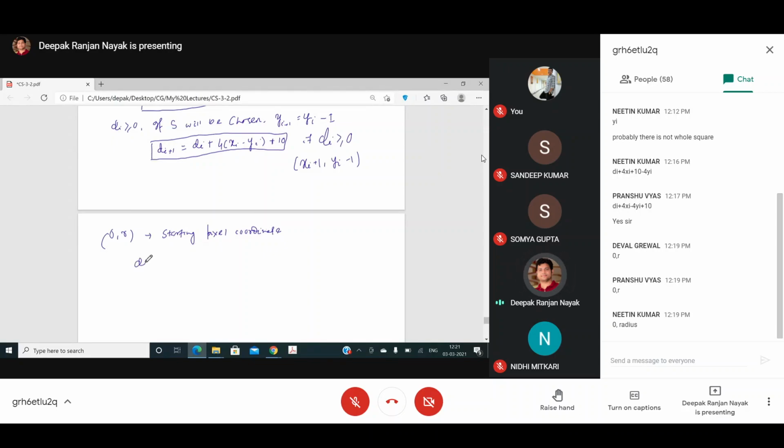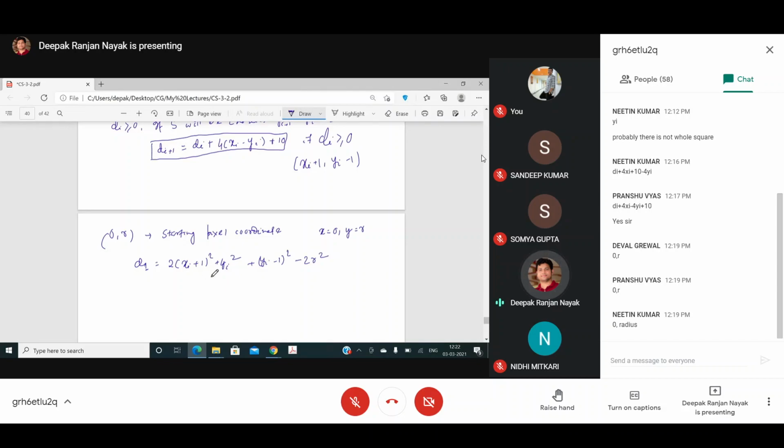So if I want to calculate the D1 value, I have to put the X and Y values here. In this case, X is 0, Y is R, right? And I want to put the values in the equation for Di. If you remember the equation I just typed, it is nothing but (xi plus 1) square plus yi square plus (yi minus 1) square minus 2r square.